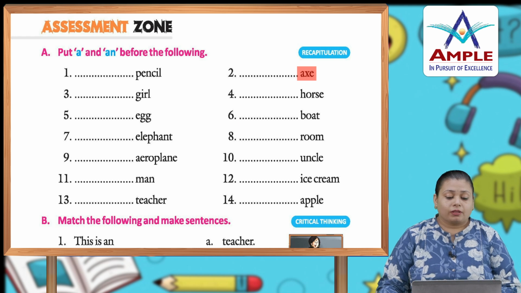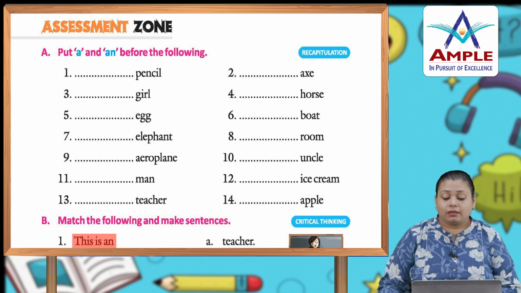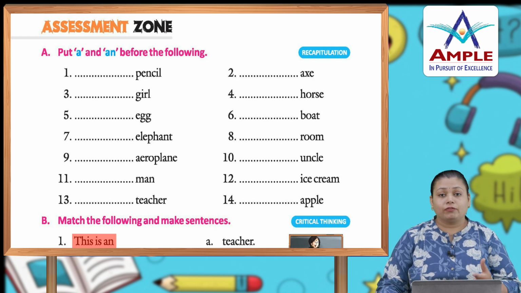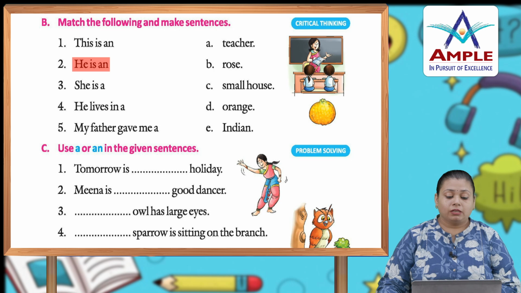Now B, match the following and make sentences. In this you have to match column A with column B. First of all we will read all the details and then we will match them with one another. Number 1 is 'This is an', number 2 is 'He is an', number 3 is 'She is a', number 4 is 'He lives in a', and number 5 is 'My father gave me a'.